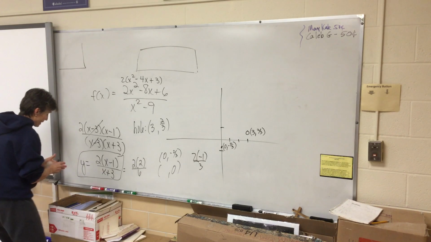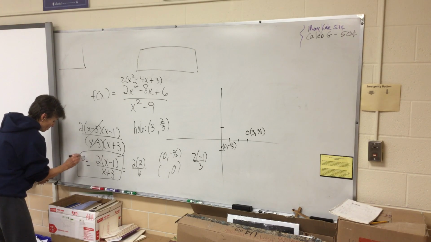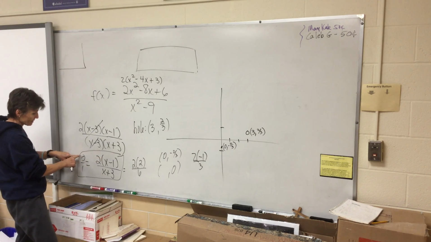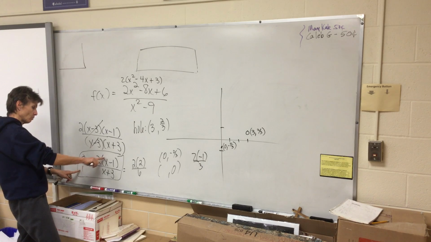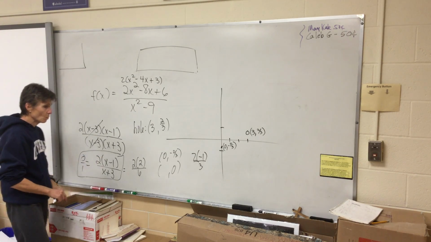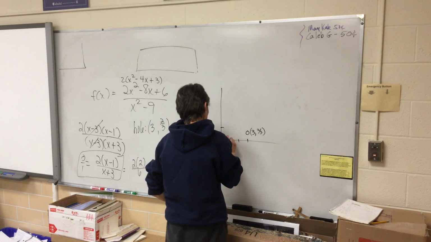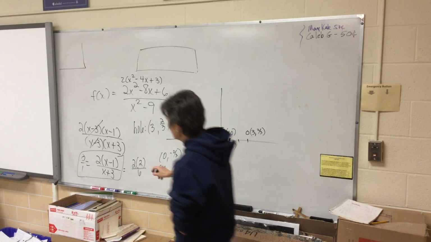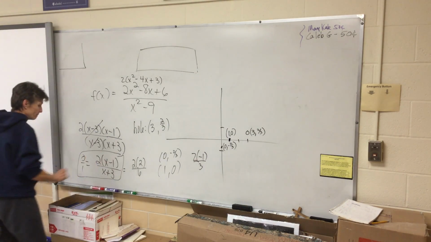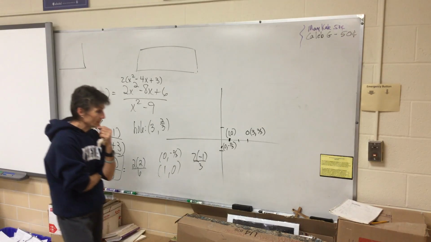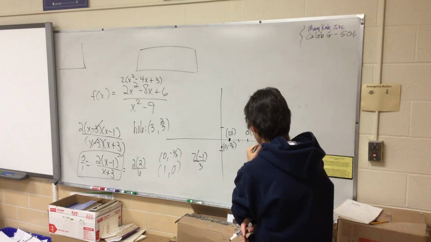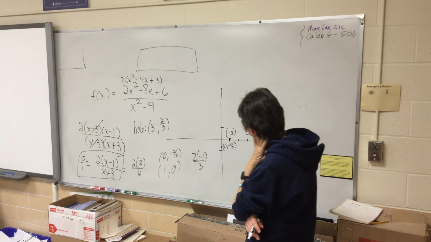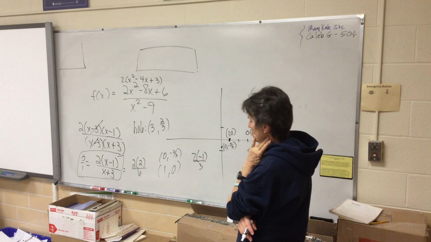Now, I'm going to let y be 0. Cross multiplying says 0 equals 2 times (x minus 1), so I think (1, 0) is my x-intercept. When I solve this equation by cross multiplying, I get x equals 1. All right, so I've got my x-intercepts and y-intercepts. Okay, now what? What's still missing?